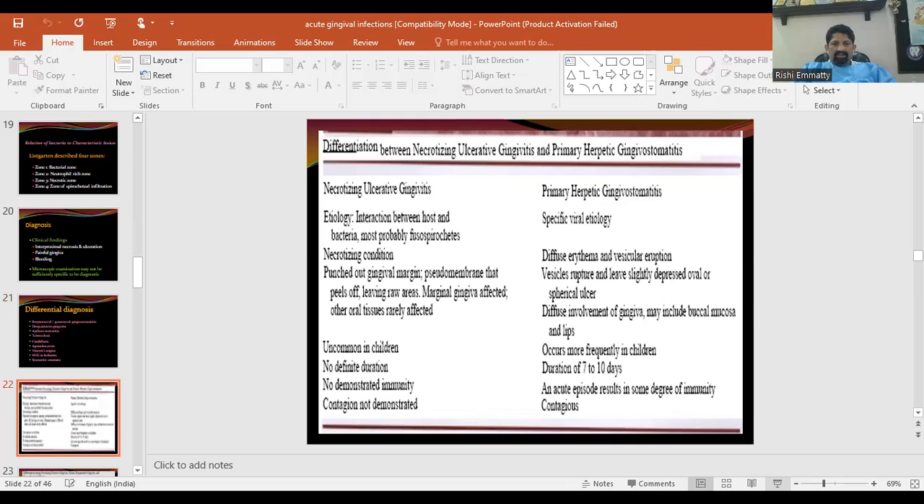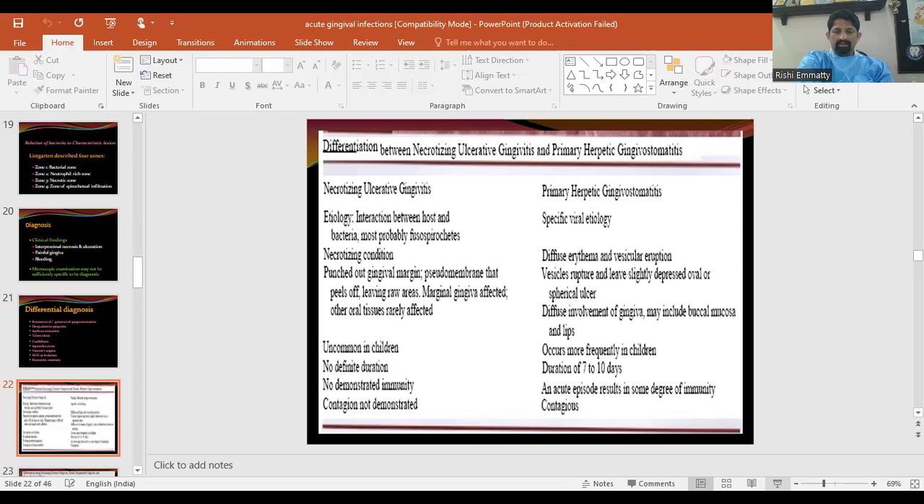In herpetic gingivostomatitis, there is a diffuse erythema and vesicular eruption. In necrotizing ulcerative gingivitis, there is a punched out gingival margin with a pseudomembrane that peels off leaving raw areas. The marginal gingiva is affected and other oral tissues are rarely affected. In herpetic, vesicles rupture and leave slightly depressed oval or spherical ulcers, and diffuse involvement of the gingiva may include even the buccal mucosa and lips.